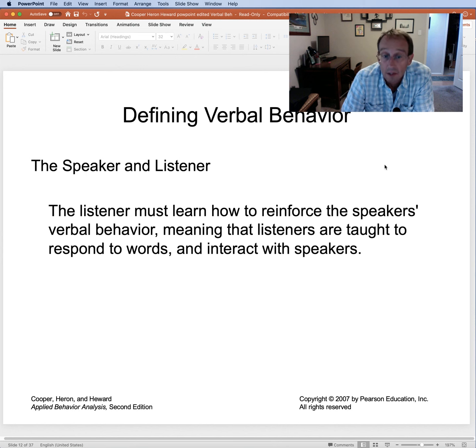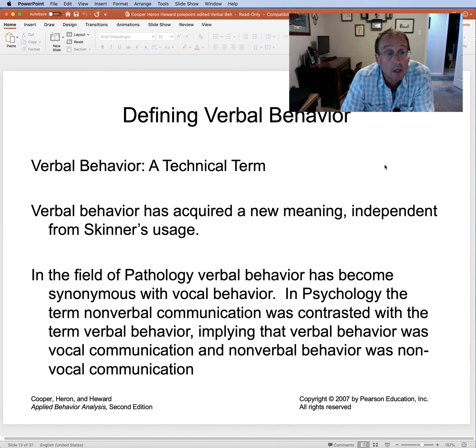All right, so the listener must learn how to reinforce the speaker's verbal behavior, meaning that listeners are taught to respond to words and interact with speakers. Okay. So verbal behavior is very much a technical term. When we're talking about verbal behavior, it's a completely new meaning, independent of Skinner's usage. And so when he talks about verbal behavior, he is talking about something very different typically than traditional psychology.